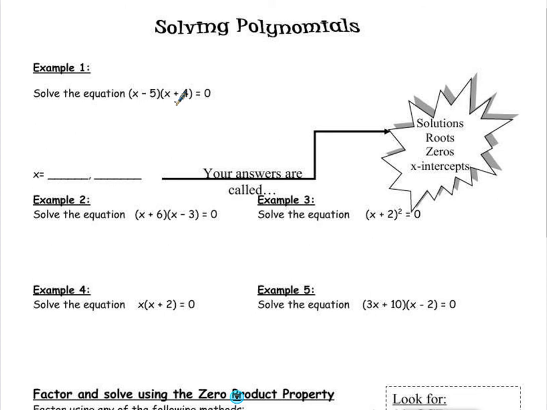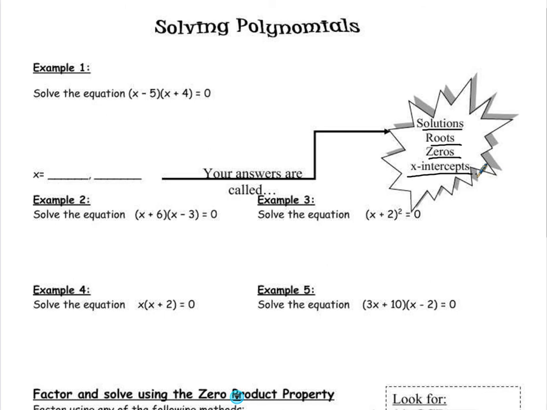Now what the answers are being called in this situation, they're called solutions, roots, zeros, or x-intercepts. All four of these terms in mathematics are synonyms for this exact same thing, which is when you set x, or your variable, equal to a number: a solution, root, zero, or x-intercept in this case.